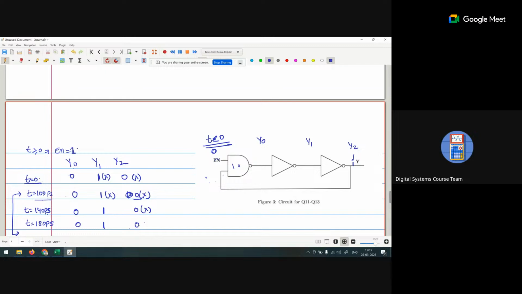Okay, so this is the y2 point, y1 point, y0 point, and we consider y2 is 1. If it is a 1, here we are getting 0, here we are getting 1. Okay, and at t less than 0, this enable is 0. If it is a 1, so we are getting 1. Okay, now we consider this particular scenario. Now can you check?